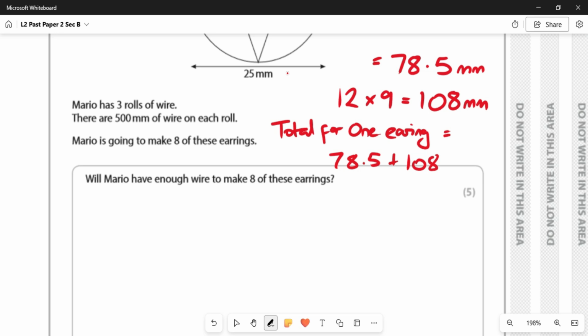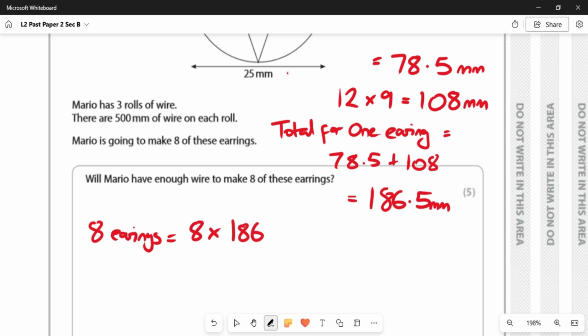So let me just move my screen down. I should have done all the working out down here, but makes no difference. Hopefully you guys can see that. 186.5. That's for one earring though. How many earrings does he or she want to make? Well, he wants to make 8 earrings. So 8 times 186.5. Let's work that out. So 8 times that is 1,492 millimeters. Okay, so this is what he needs.